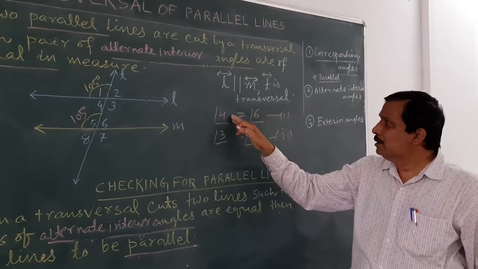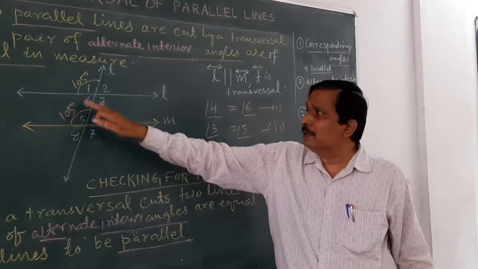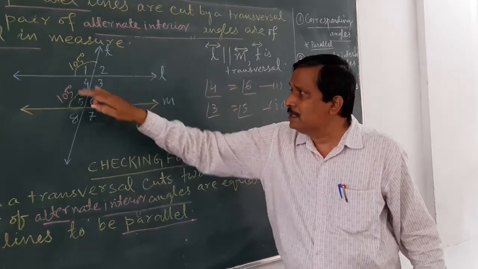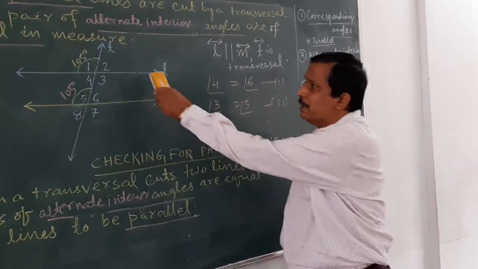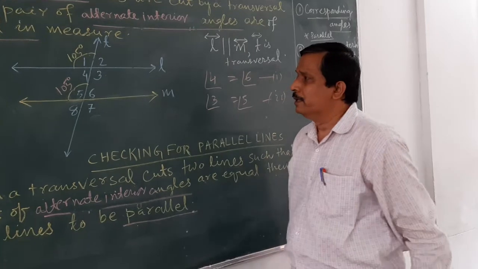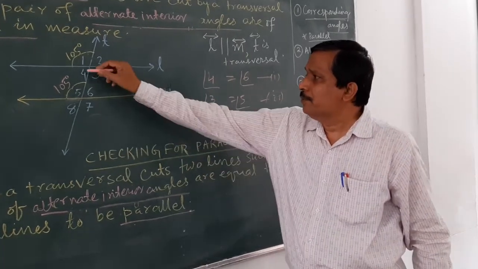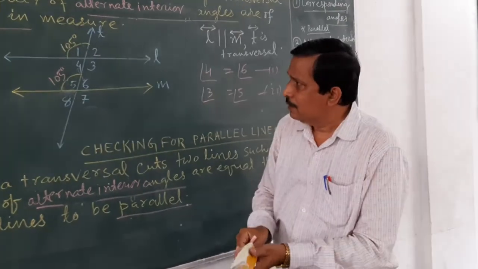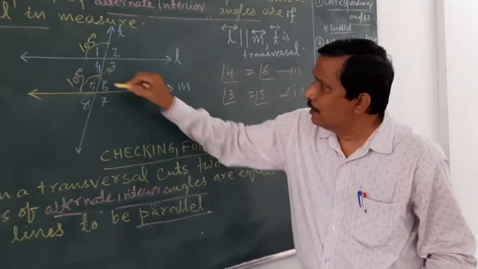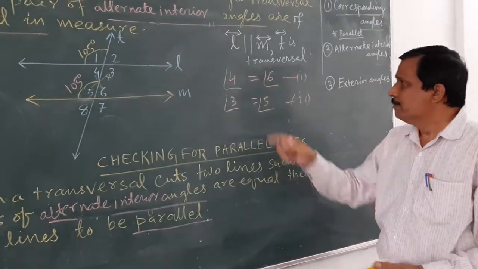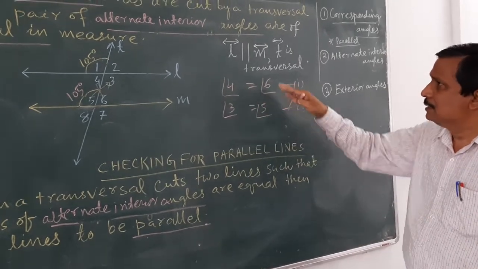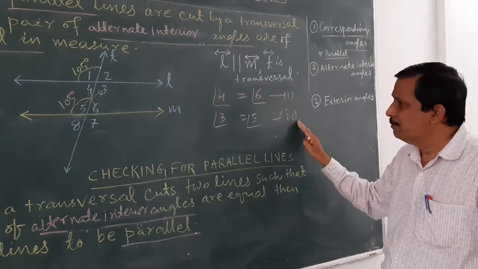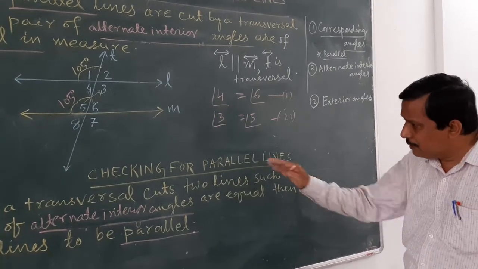So the alternate interior means not outside; we will only consider the interior, the inside, the part in between the two parallel lines. So 4 is the alternate of 6 and again 5 is the alternate of angle 3. If the two lines are parallel, then automatically it will come according to this theorem. Again the converse we will see.